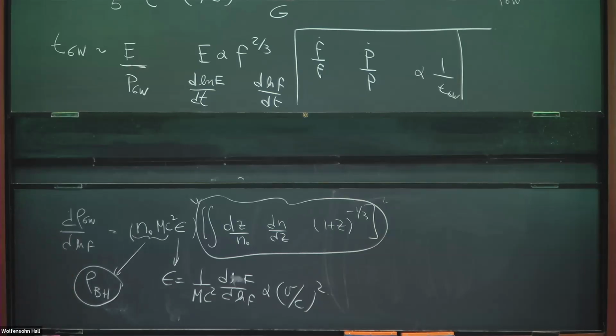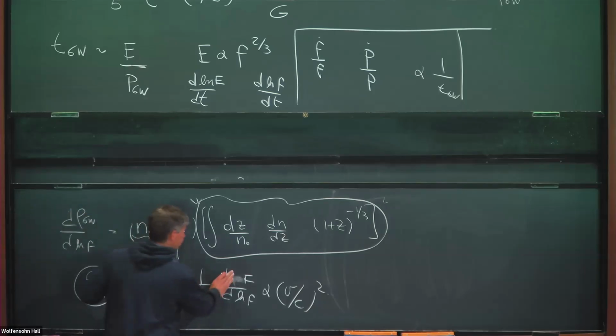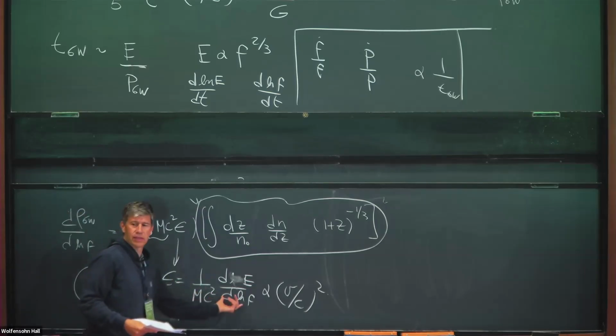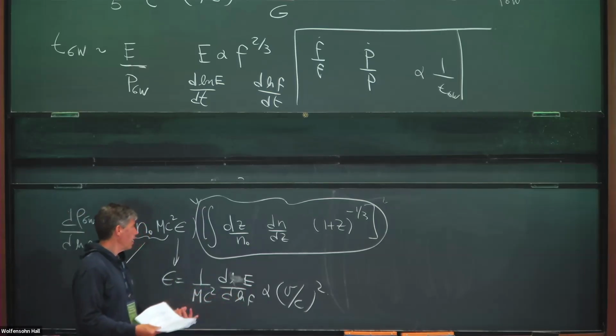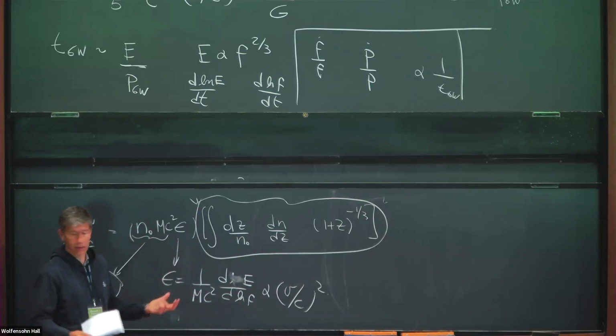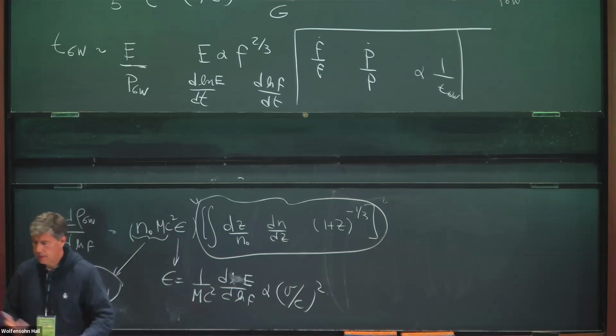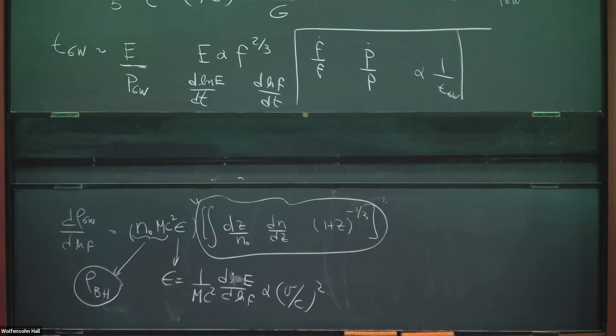That ratio is dE/d log f. It's just the total binding energy of the binary between two frequencies. So that's the energy that is being put out, and I divide it by mc squared just to call it some efficiency, right? And so to be able also to look out for the mass density in black holes today.